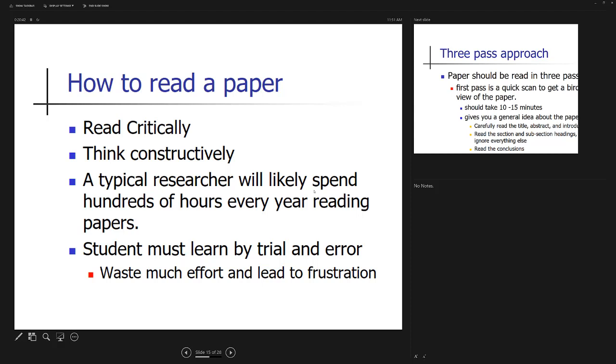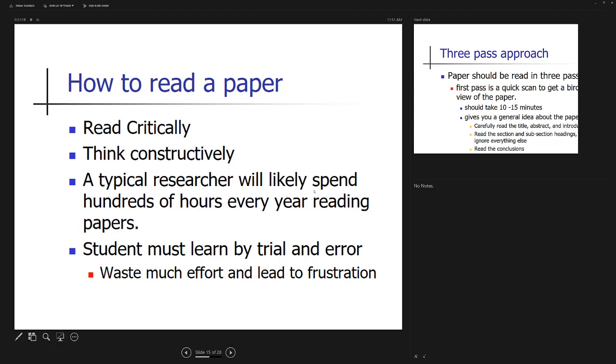What should I do to make this problem and its solution more useful in terms of research, in terms of paper, in terms of results? So two major aspects: read critically and think constructively. A typical researcher will likely spend hundreds of hours every year reading papers. We don't do it. That's why we are not researchers.